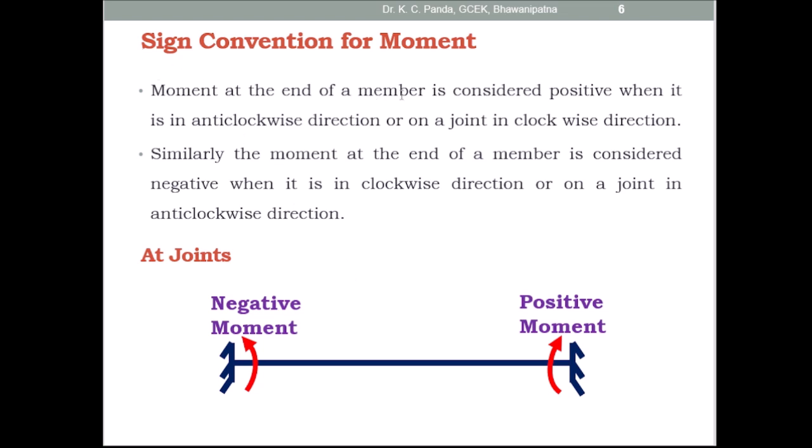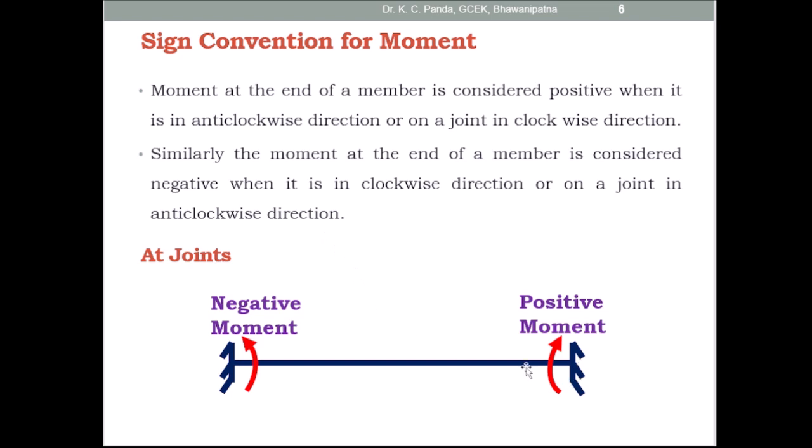Then coming to what are the different sign conventions used. So first, what are the sign conventions used for the moment? The moment at the end of a member is considered positive when it is in the anti-clockwise direction, or on a joint in the clockwise direction. Similarly, the moment at the end of a member is considered negative when it is in the clockwise direction, or on a joint in the anti-clockwise direction.